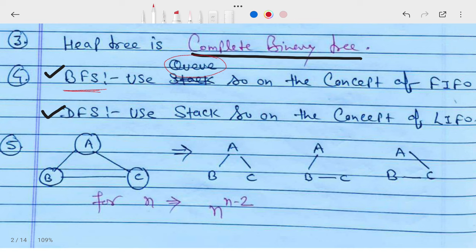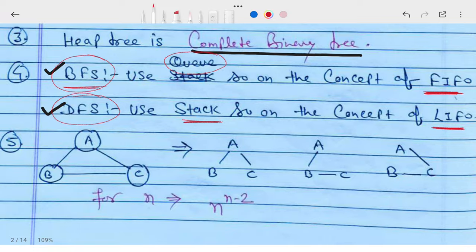BFS uses a queue, and by the help of this property we are using the method FIFO, first in first out. In DFS we are using a stack, and the concept of a stack is LIFO, last in first out. So in DFS we are using stack, in BFS we are using queue. This is very important for placement purposes.